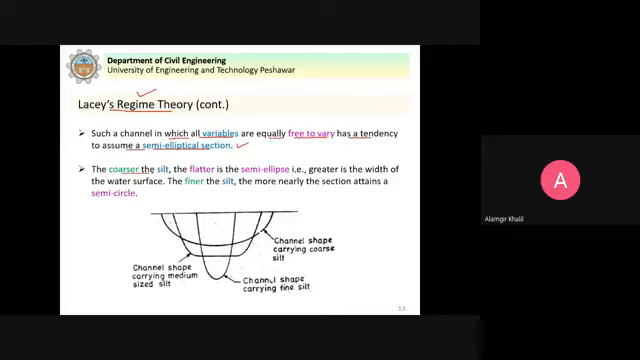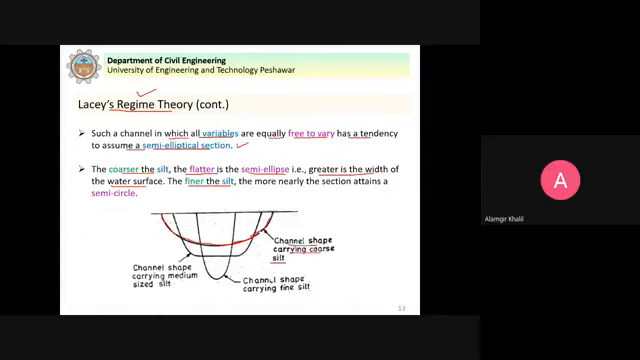The coarser the silt, the flatter is the semi-ellipse. You can see here that this is the channel shape carrying coarse silt. What will happen if we have coarser silt? So the channel will be having narrow depth, or you can say shallow depth, and wide. That is, greater is the width of the water surface.